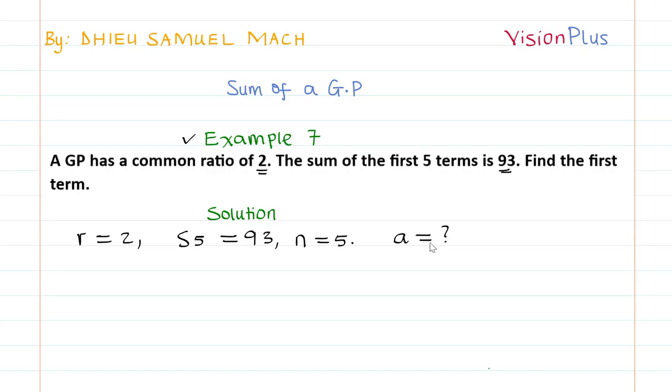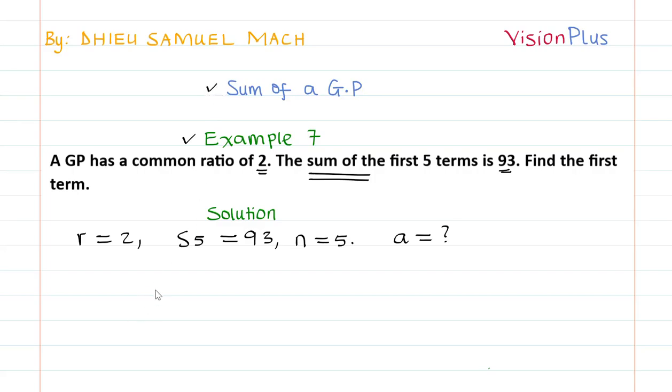Wow, this is interesting. We are given the sum of the first 5 terms, we are given the common ratio R, and we should find the first term. So remember, the question is talking about the sum of the first 5 terms. So we shall apply the concept of the sum of a GP as our heading.